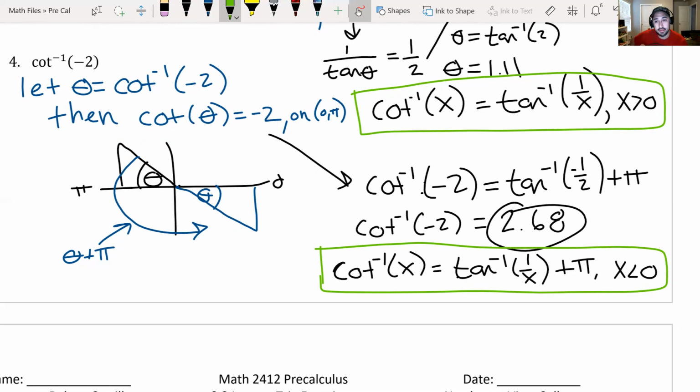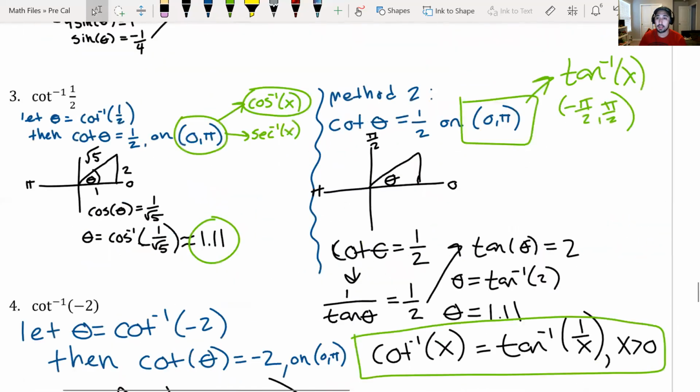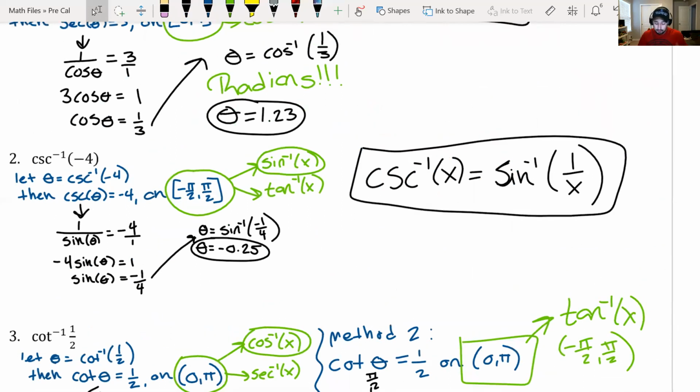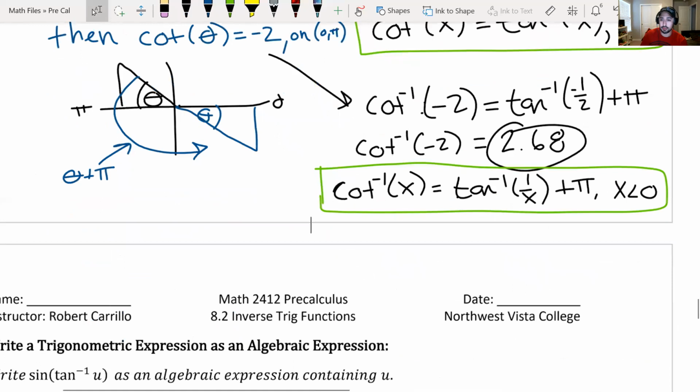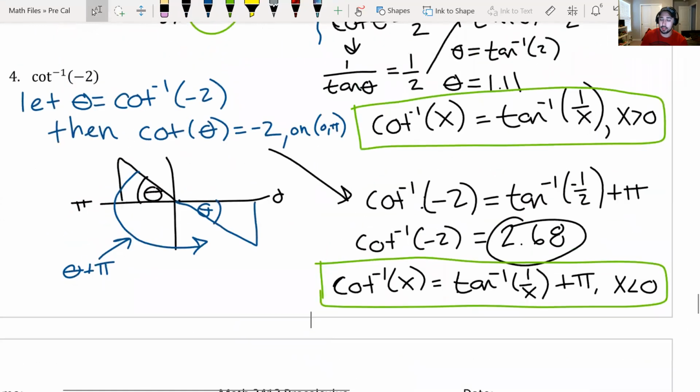Okay, there it is. Those are the 4 formulas you can use when calculating inverse trig values. There's only some restrictions on these 2. You can only use the first one if the value is positive, and you use the second one if the value is negative. Okay, cool.